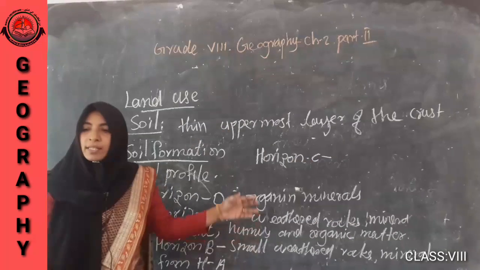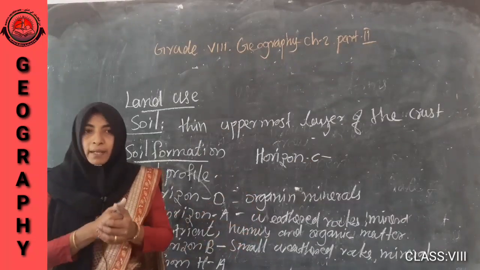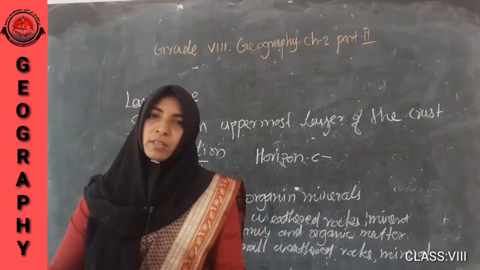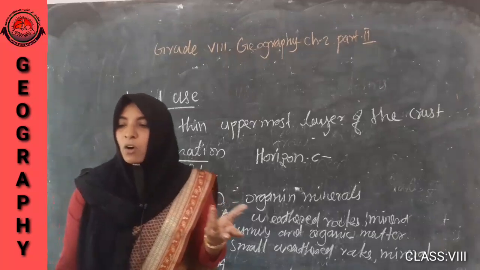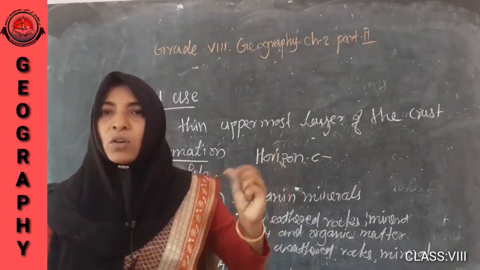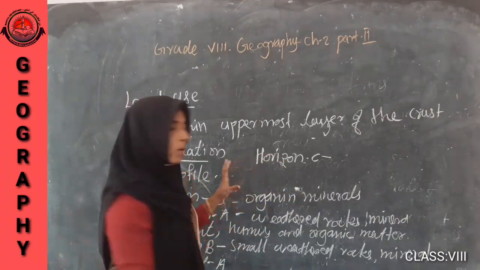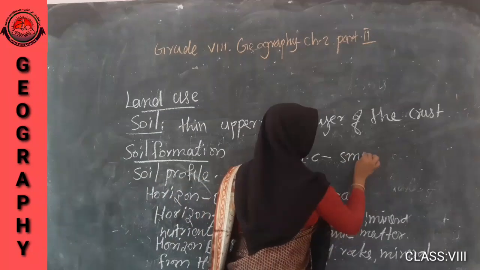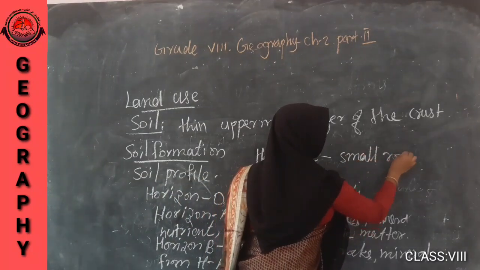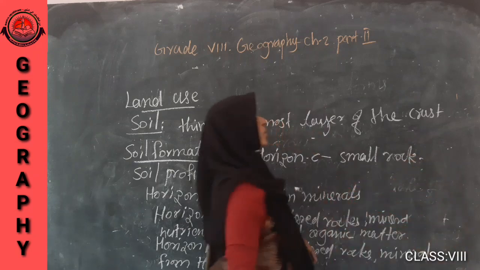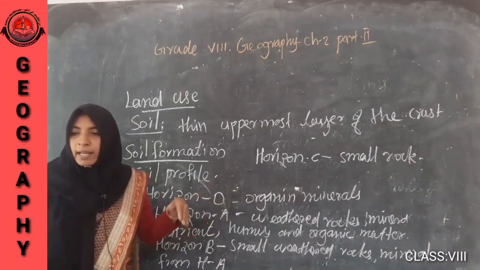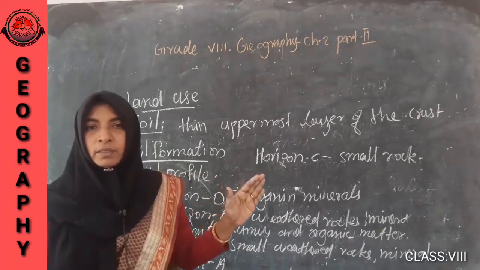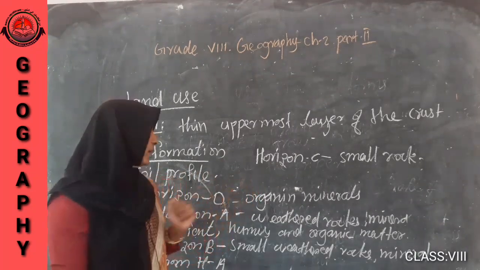Next, last one, horizon C. Horizon C comprises small rocks, from which the upper soil is formed. Small rocks which help to form the upper soil.